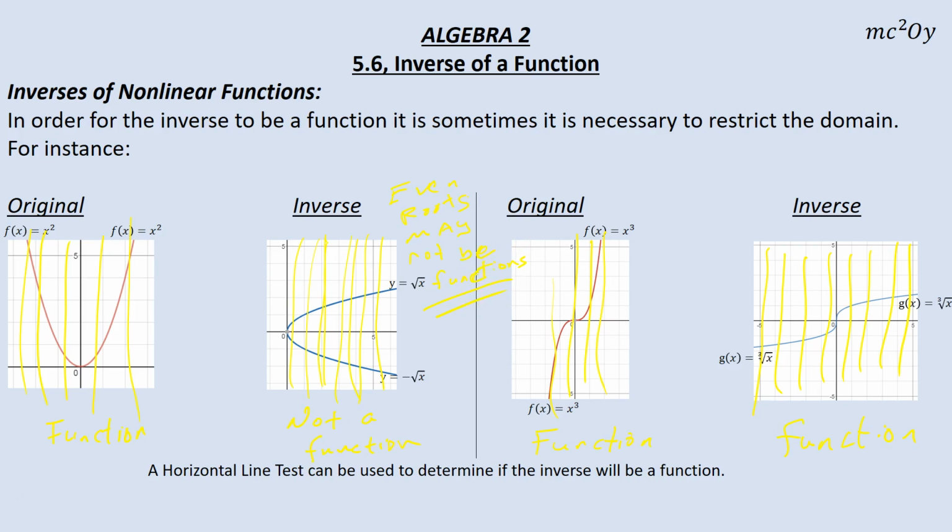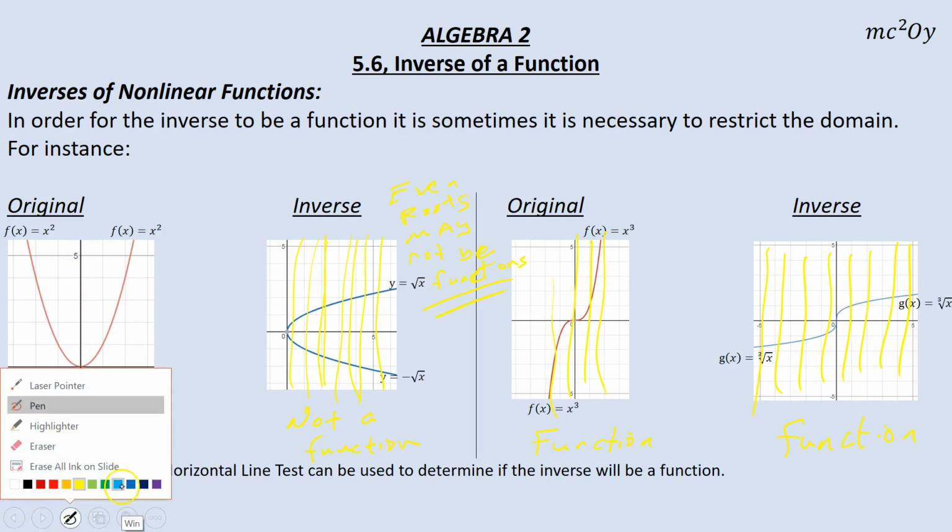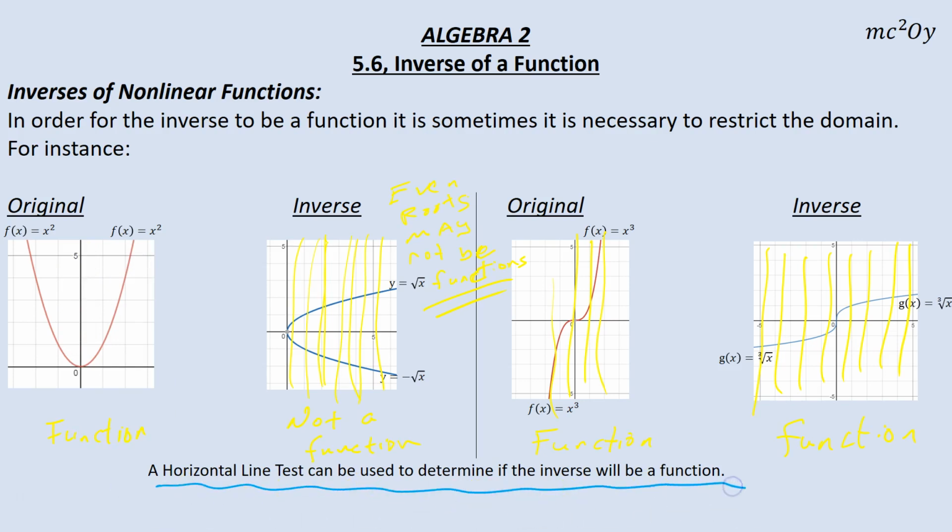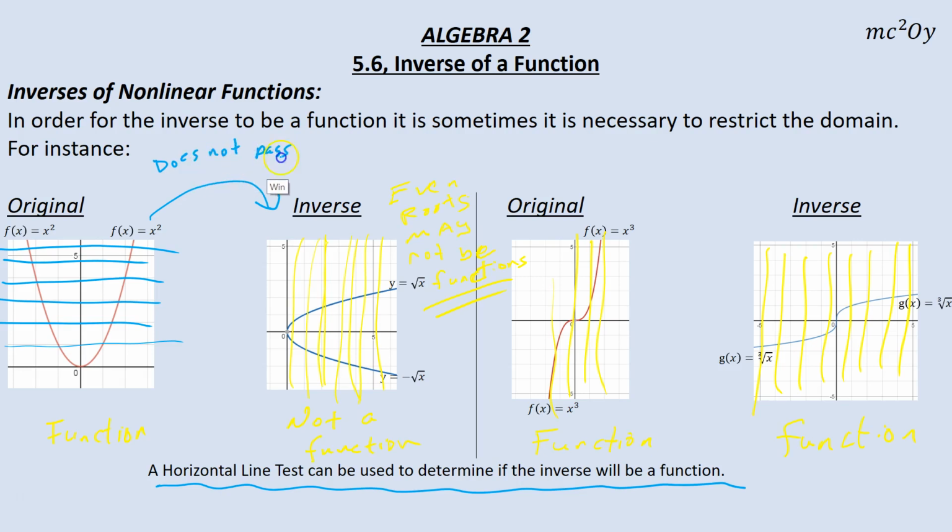All right. So one thing we can do is what's called a horizontal line test. If you're not sure what the inverse will look like when graphing it, you can look at your original function and do a horizontal line test. The horizontal line test takes your original function and you draw horizontal lines. If your original function passes the horizontal line test, then the inverse will be a function. Notice this one does not pass the horizontal line test.